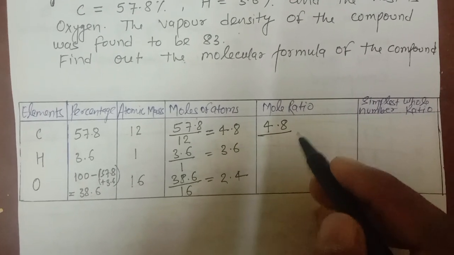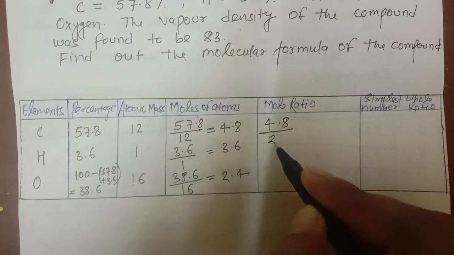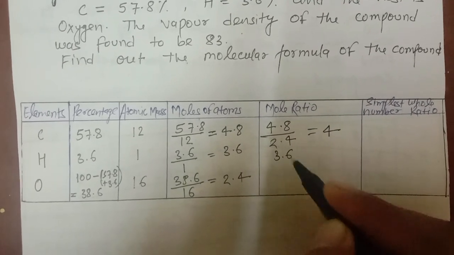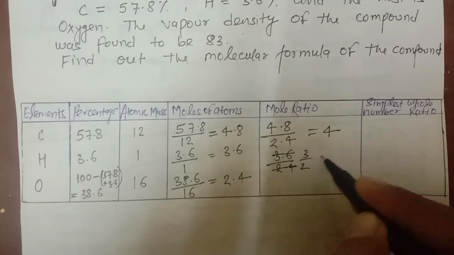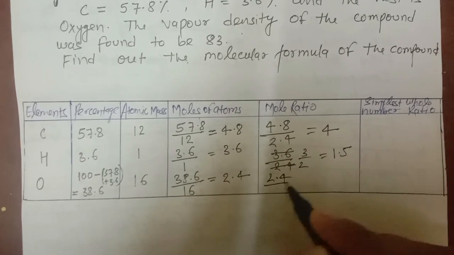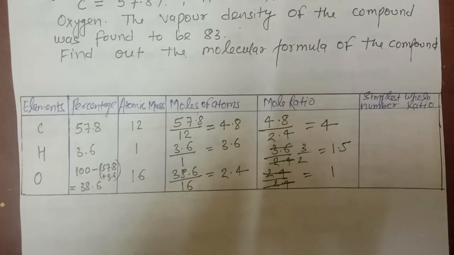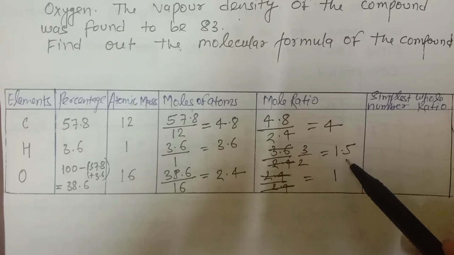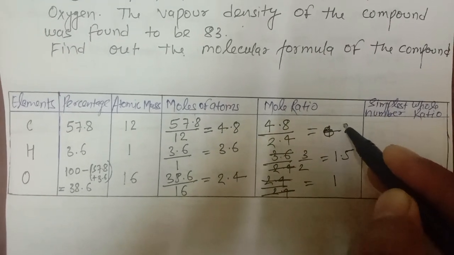So for finding the mole ratio, 4.8 divided by 2.4, you will get 2. 3.6 divided by 2.4, that is 3 by 2, that is 1.5. Next, 2.4 divided by 2.4, you will get 1. So here we got the mole ratio equal to 2, 1.5, 1. Here not 4, it will be equal to 2 only.